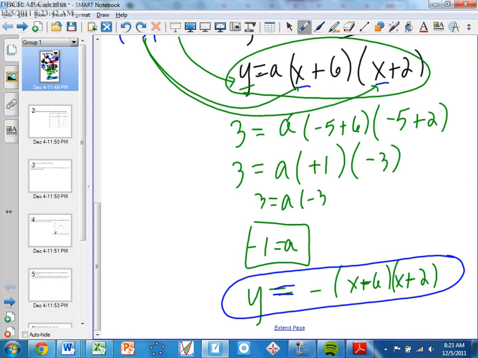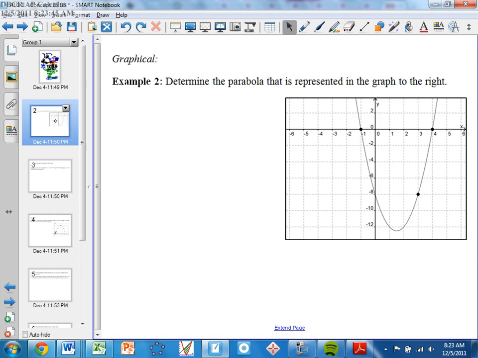Okay. And now it's not. There it is. Okay. Let's try the second one now.